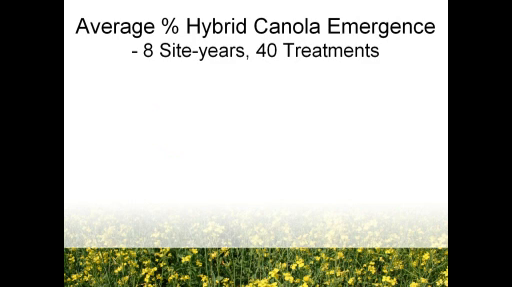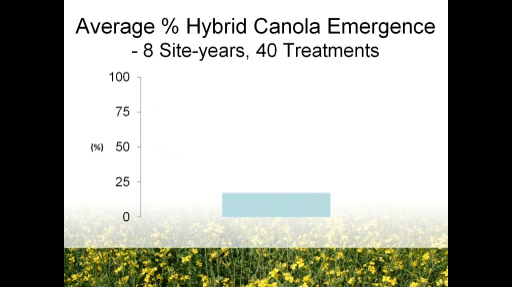It's a little bit shocking when we look at average canola emergence. In the experiments that I averaged over, there were 8 site years, 40 treatments. If we look at what the percentage of seeds emerged is, it's a lot lower than what you might think. In these experiments, which were done in some very wet and some very dry years, it only averaged 30%. Most of our other experiments are up around 50, but it can be a lot lower than you might think.